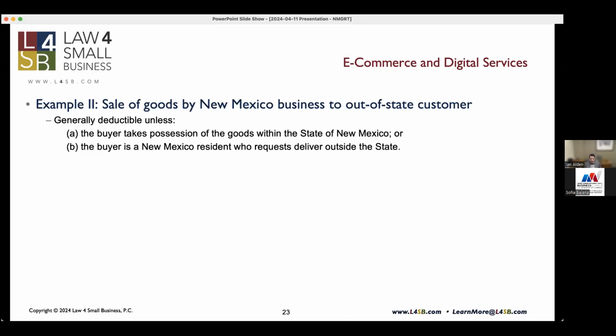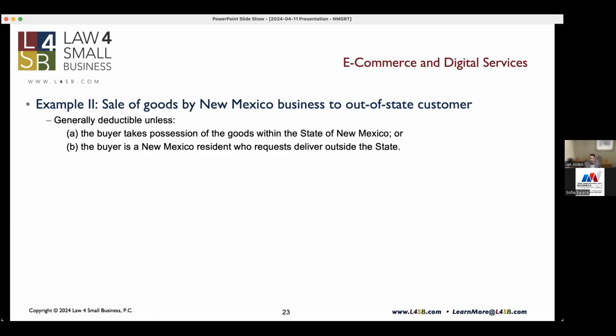There are some exceptions to that. If the buyer takes possession of the goods in New Mexico, so let's say they've got their buyer with the Texas address, but they're taking possession in Hobbs. They're taking possession in New Mexico, so it's not deductible, it is taxable. Unless they're in the oil and gas industry, because there's a whole other set of exemptions for that.